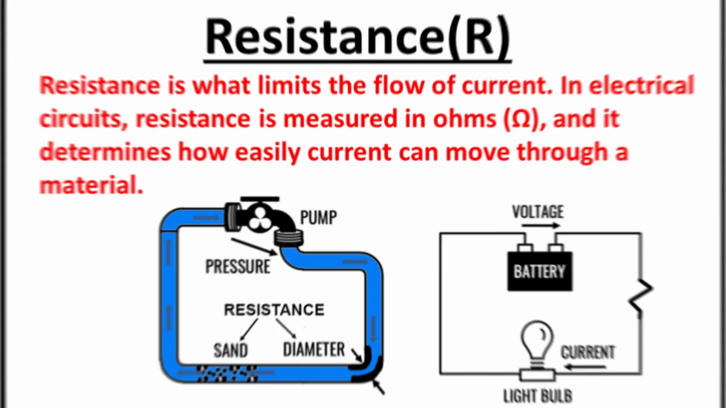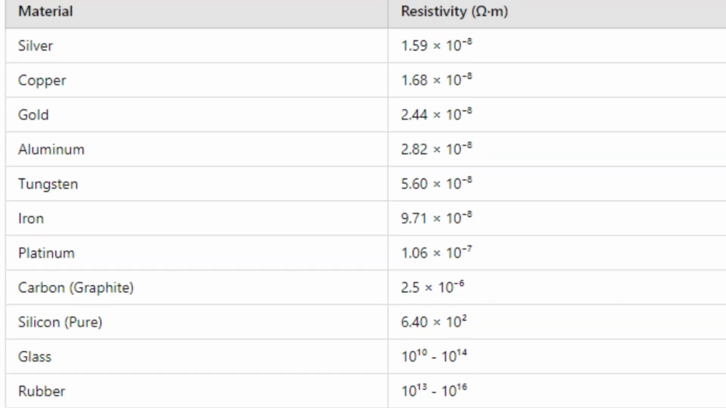All materials offer some degree of resistance, and how much depends on the type of material and its properties. For example, metals like copper have low resistance, allowing current to flow easily, while insulators like rubber have high resistance and block the flow of electrons.